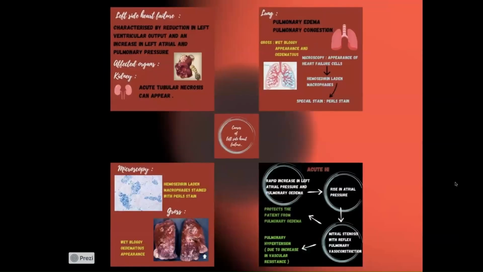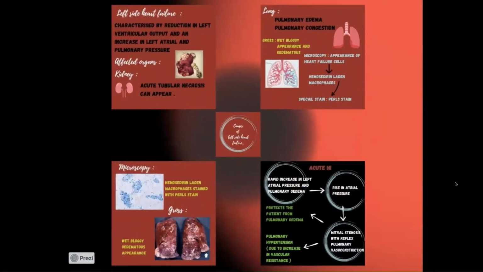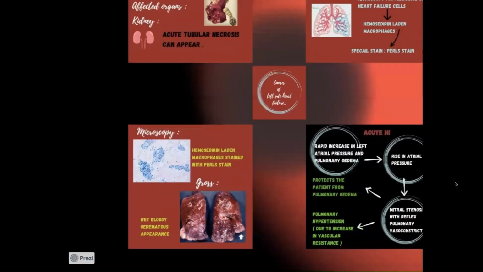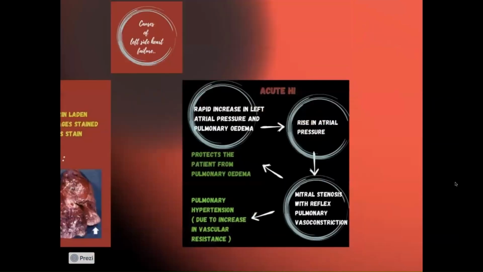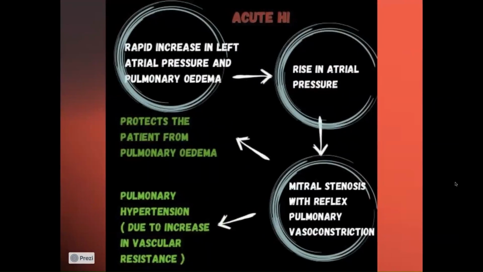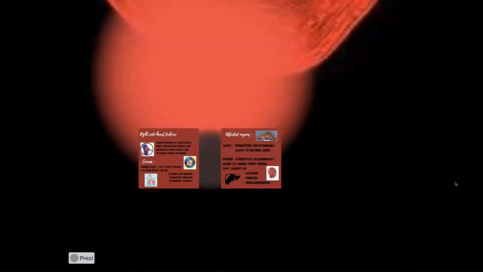In lungs, the gross appearance is wet, boggy, and edematous. Microscopy shows appearance of heart failure cells along with hemosiderin-laden macrophages, when stained with Perls stain. The causes of left-sided heart failure include rapid increase in left atrial pressure and pulmonary edema, which causes mitral stenosis with reflex pulmonary vasoconstriction.